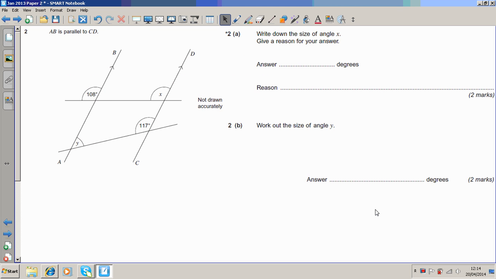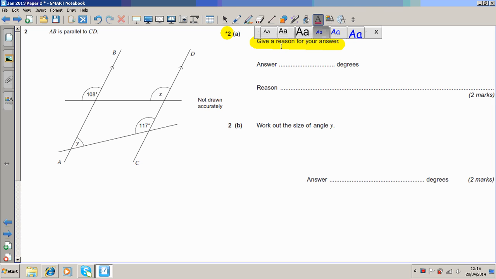AB is parallel to CD. Write down the size of angle X, give a reason for your answer. Right, if the question says give a reason for your answer, then you need to give reasons, so supplementary, corresponding or alternate. Okay, the fact there's a star there means that's even more important.